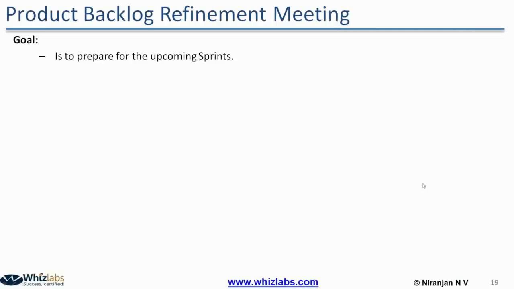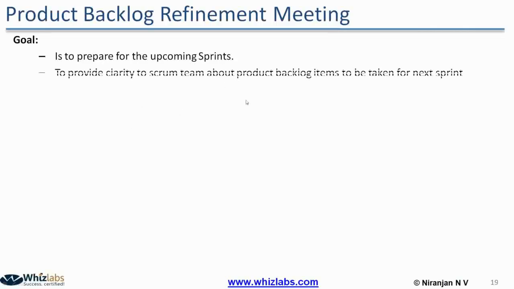So the product backlog refinement meeting, the goal is to prepare for the upcoming sprint. It helps to get clarity about what product backlog items are to be taken for the next sprint. Also, if any product backlog items are bigger and have to be split into smaller ones, this meeting is used to discuss and split those items appropriately.